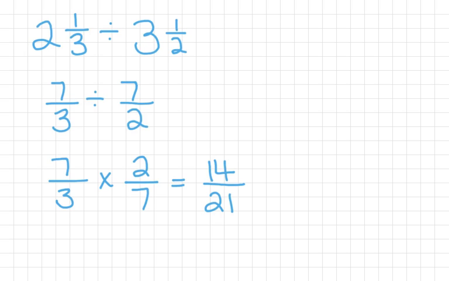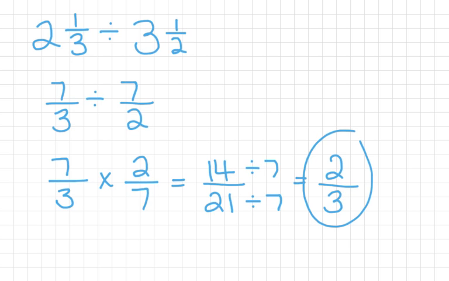And it looks like I can reduce here because both of these are divisible by 7. So 14 divided by 7 is 2, and 21 divided by 7 is 3. So my final answer would be 2/3.